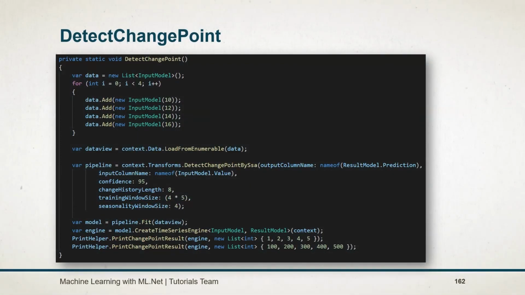In this session, we have used DetectChangePointBySsa for indicating the changes in time series data. Note that we need to ensure the NuGet package for time series is installed. In this method, we need to pass the change history length, training window size, seasonality window size, and create the time series engine.